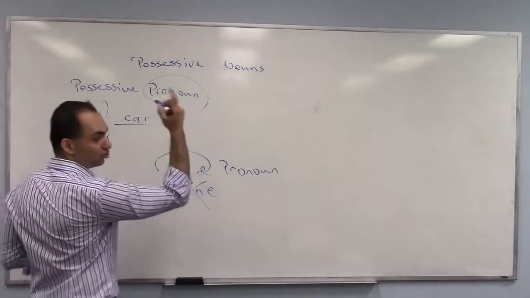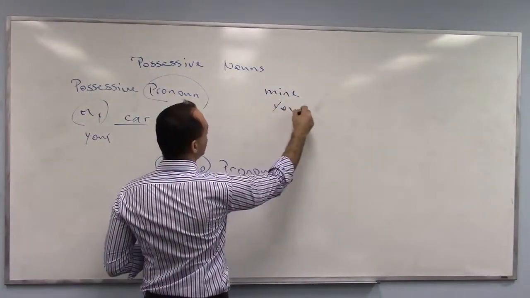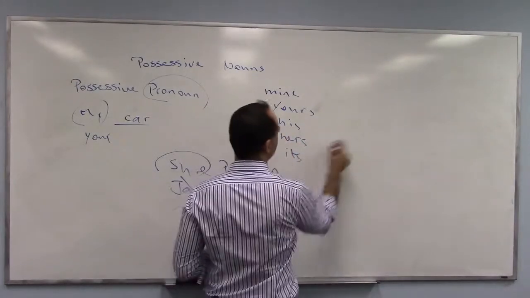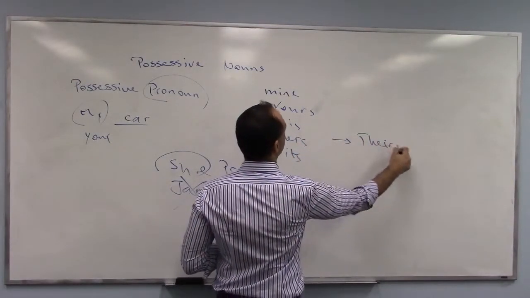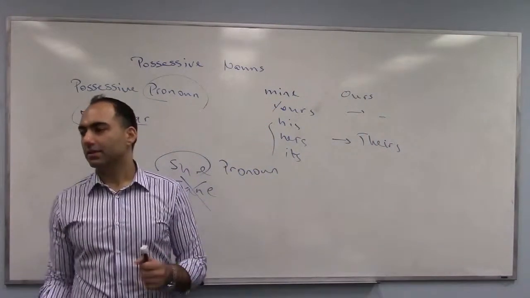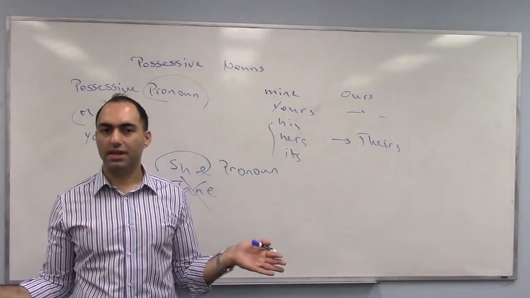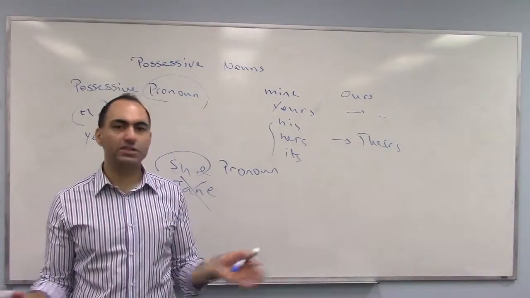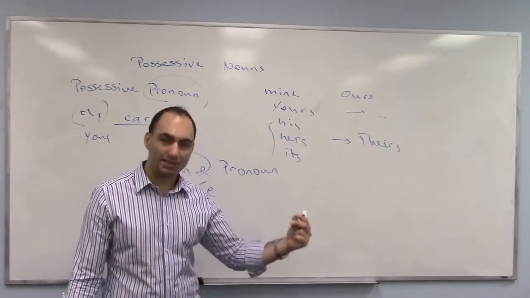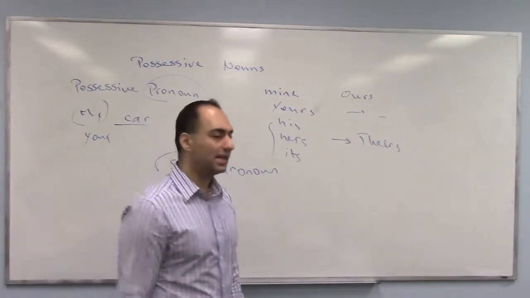Possessive pronoun is like what? Do you remember possessive pronouns? Mine, yours, his, hers, its, theirs, yours, and ours. This is our class. It is ours. I don't need to say ours class. That's why this is a possessive pronoun. I don't need to say our class. I don't need the word class anymore. This replaces that class.